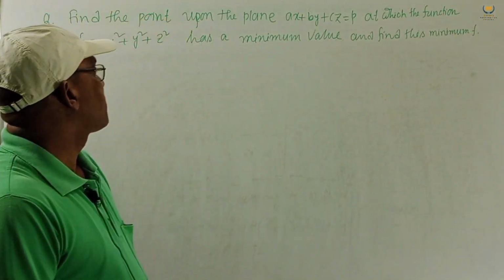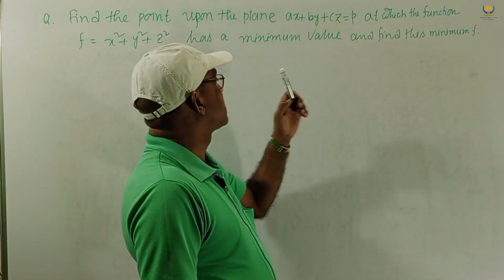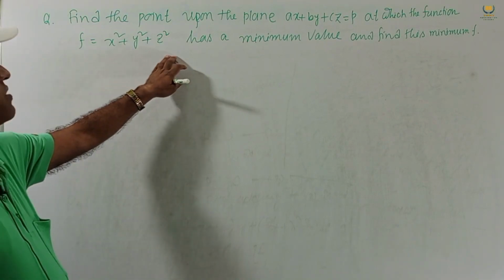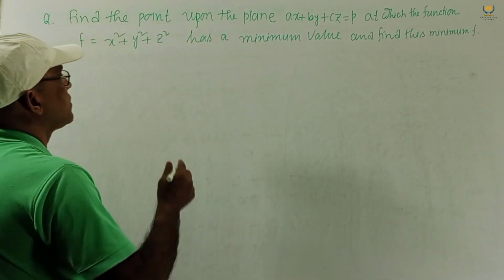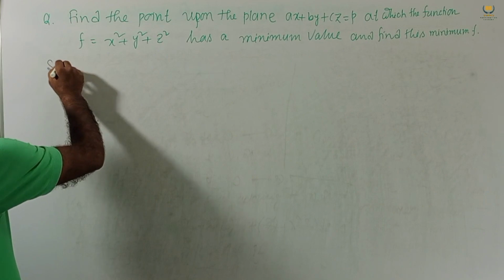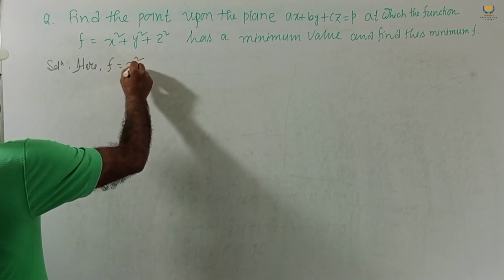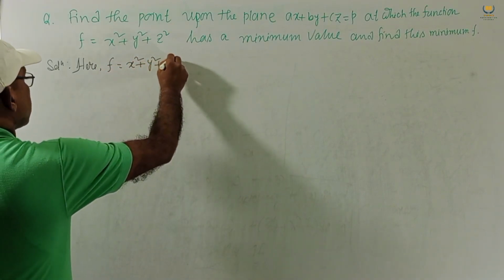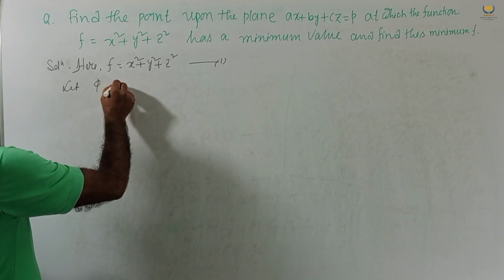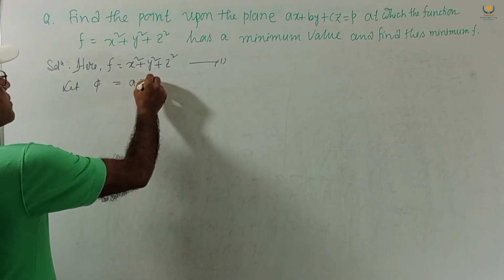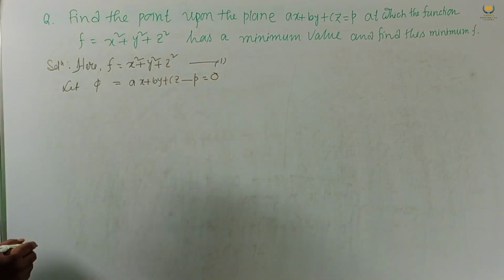Consider another problem of the same type. Find the point upon the plane ax plus by plus cz equal to p at which the function f equal to x square plus y square plus z square has a minimum value, and find this minimum f. Now the solution. This is the function given: f equal to x square plus y square plus z square. This is number 1. Let phi equal to ax plus by plus cz minus p equal to 0.